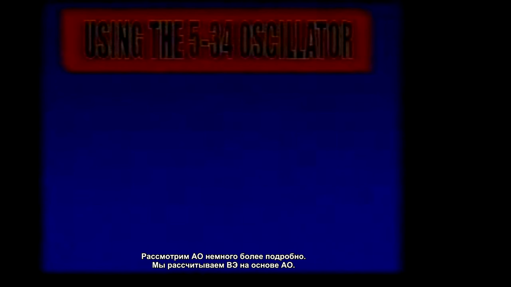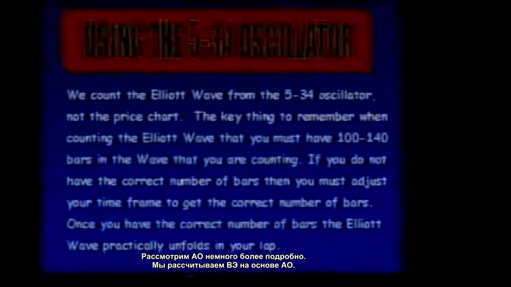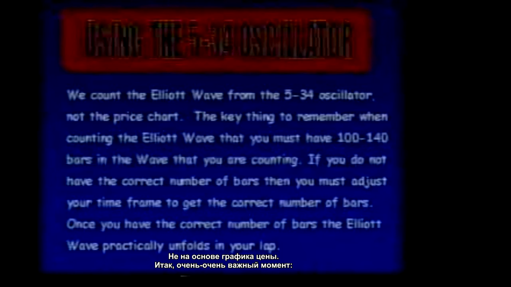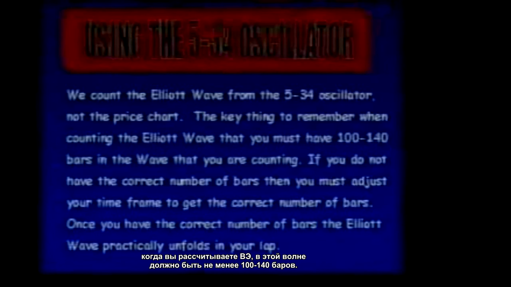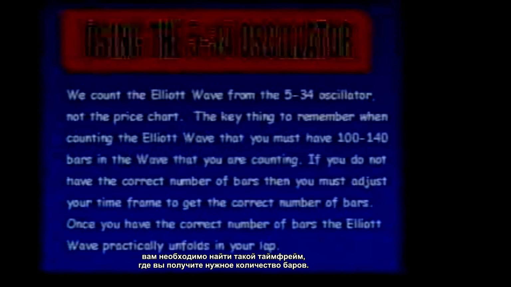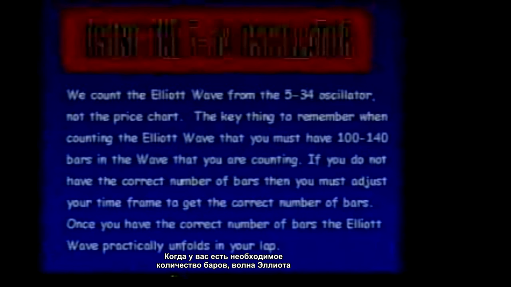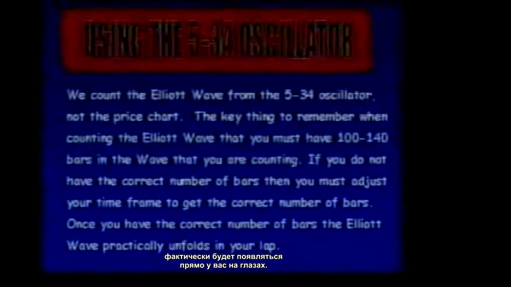Let's look at that 534 oscillator in a little bit more detail here. We count the Elliott wave from the 534 oscillator, not the price chart. The key thing to remember, and this is extremely important, is that when counting the Elliott wave, you must have 100 to 140 bars in that wave that you're counting. If you don't have the correct number of bars, then you must adjust your time frame to get that correct number of bars. Once you have the correct number of bars, the Elliott wave practically unfolds right there in your lap.